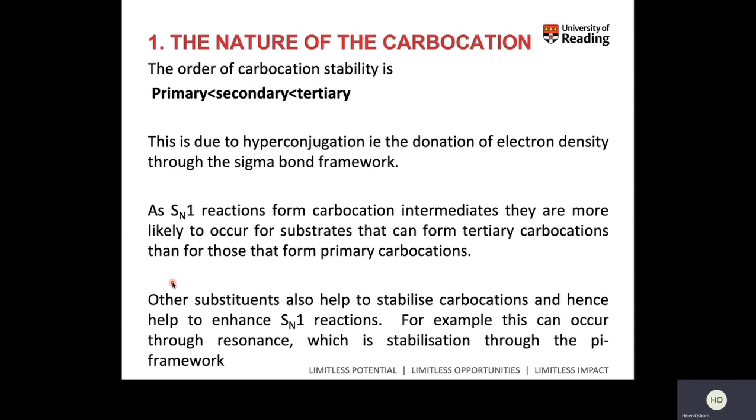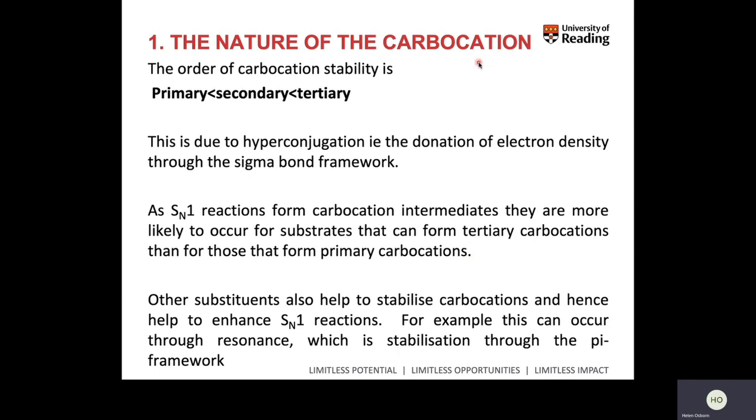So you might have come across resonance. So resonance is where we can get stabilisation of positive charges through the pi framework, so through double bonds. So again, if you had a molecule which had a double bond which was adjacent to the positive charge of a carbocation, that would be stable, and that would be another reason why that molecule which can form that stable carbocation might proceed via SN1 reactions.